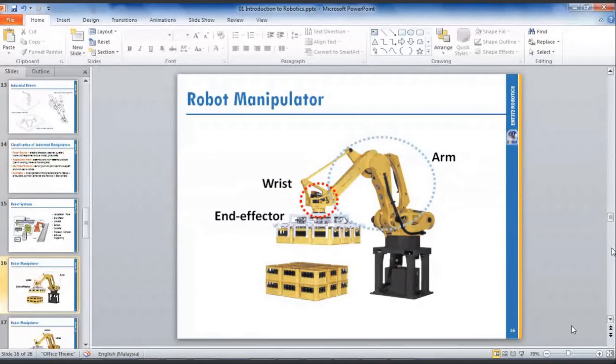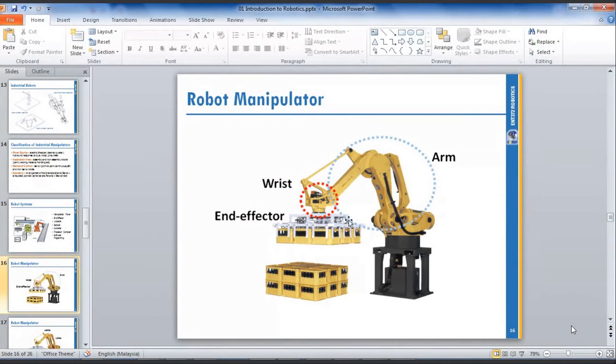Okay, so this is the mechanical structure of the robot arm or manipulator. This part we call arm. This one you need to remember. This part we call arm. This we call wrist. And the tool that you attach to the wrist we call end effector.